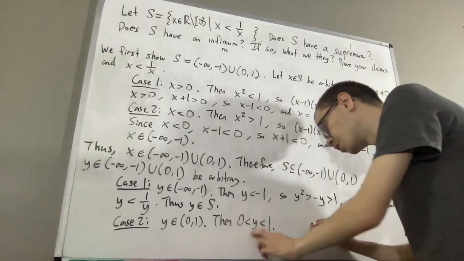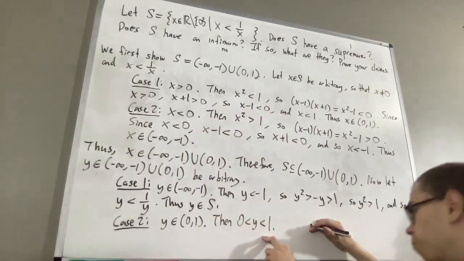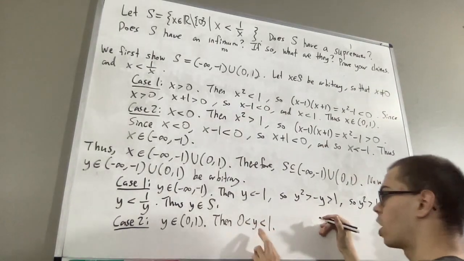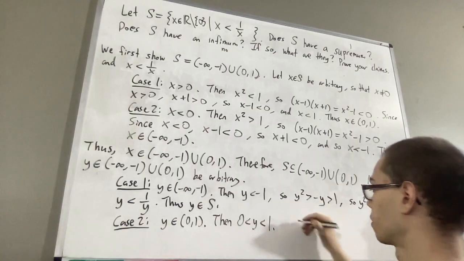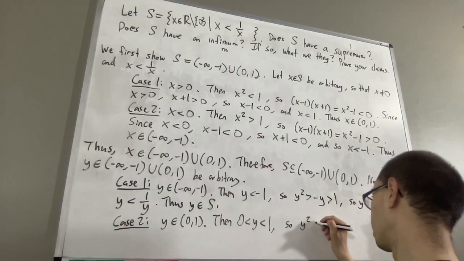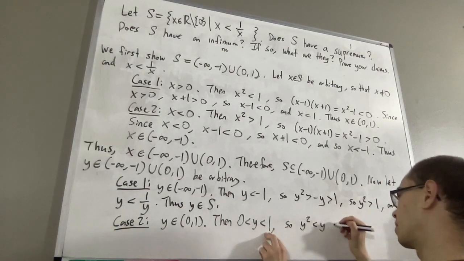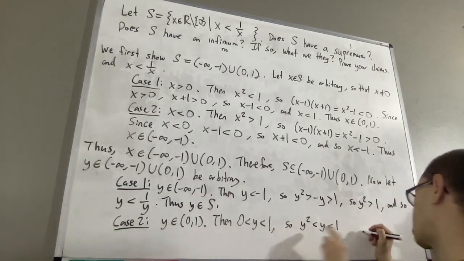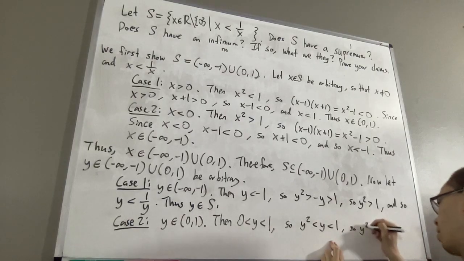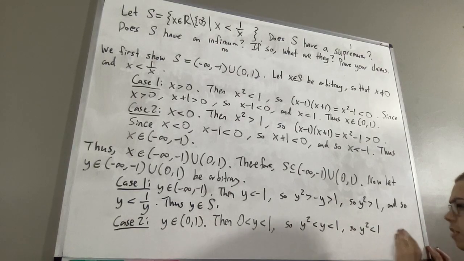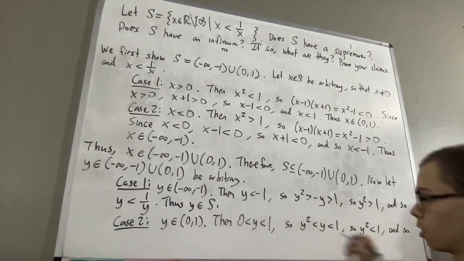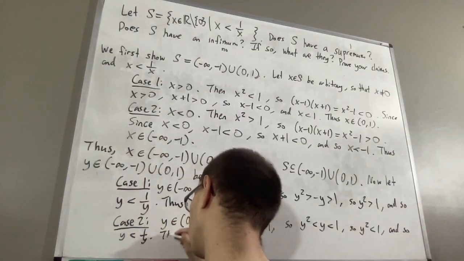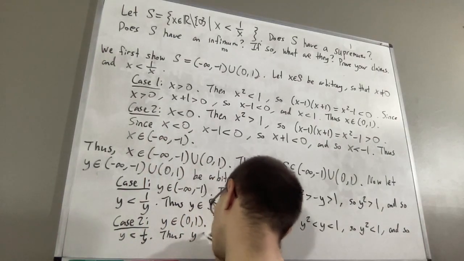Well, since y is less than 1, and we multiply the positive number y on both sides of y less than 1, we get y squared is less than y. So y squared is less than y, and y is less than 1. So this shows y squared is less than 1. And dividing the positive number y on both sides of this inequality, we get y is less than 1 over y. Thus, y is an element of S.